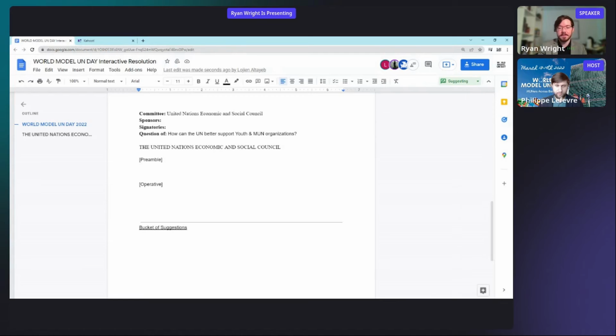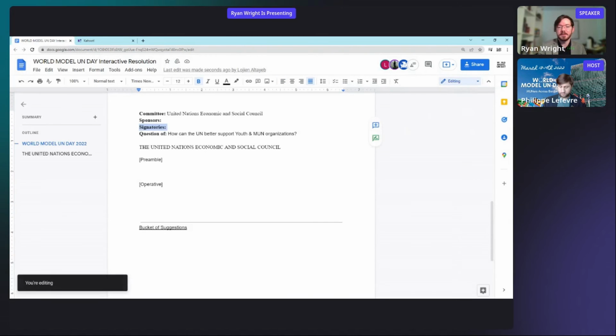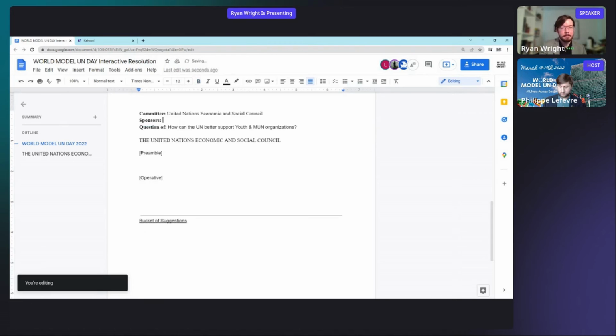All right. So our topic for this resolution, for the resolution that you all will be writing, is how can the UN better support youth and MUN organizations? And if you paid attention to our opening ceremony, our speaker there had some great suggestions on how the UN is involved with youth and how the UN can do better with youth and MUN organizations. So if you haven't caught the opening ceremony yet, I would recommend you go do that. And then our committee, of course, is the United Nations Economic and Social Council, and all of your names will get added to the sponsors. I'm going to go ahead and get rid of the signatories because we're all sponsors here.